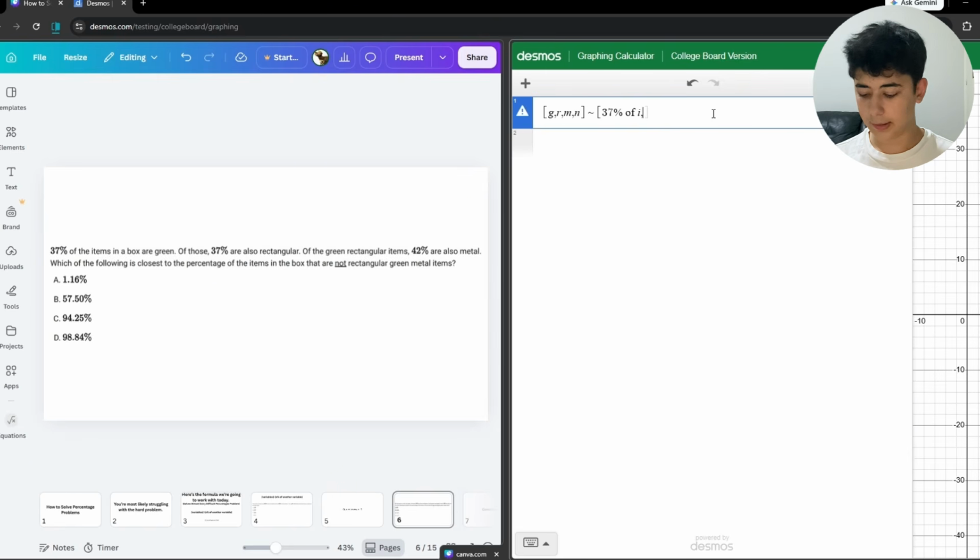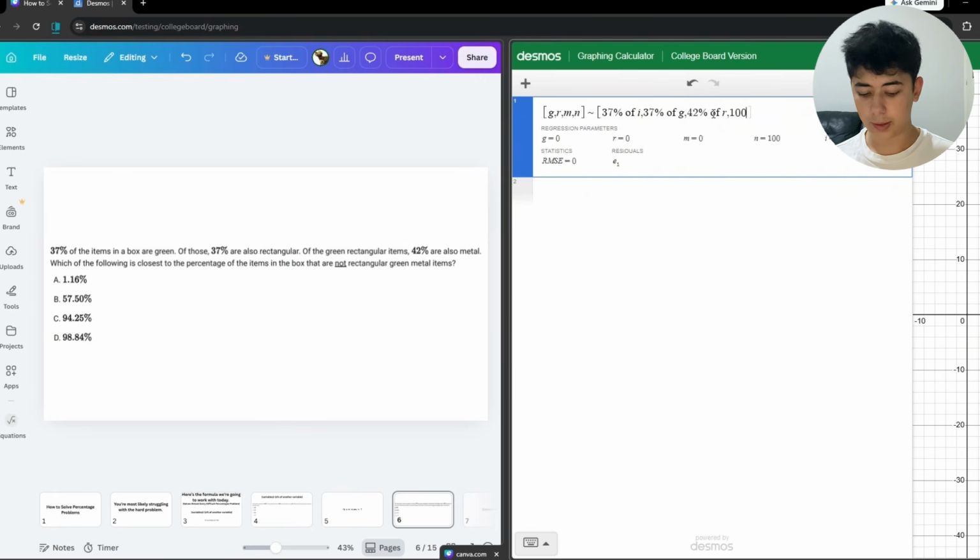And we're going to write next 37% of G. Then we're going to write 42% of R. Then we're going to write N, which is 100 minus M. So in this case, the amount of non-rectangular green metal items is 100 minus the amount of green rectangular metal items, which is in this case M.